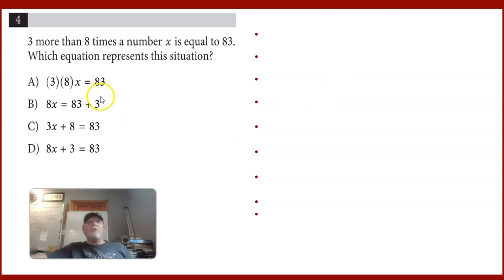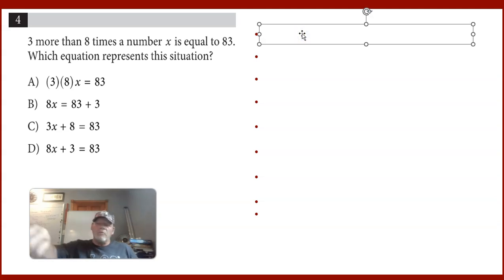So number 4 is multiple choice. 3 more than 8 times the number x is equal to 83. Which equation represents this situation? Writing an equation will be very important on the SAT. So it gives you 4 choices here. So pause it now, pick the correct one, and I will work it whenever you start the video back up.